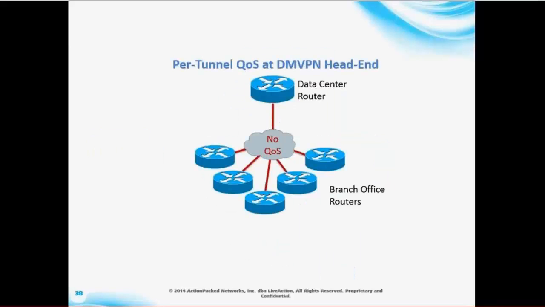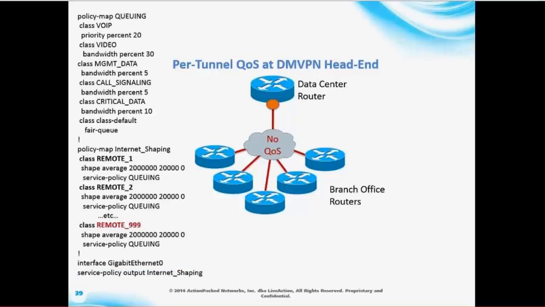So that brings us to our next topic that we're going to want to discuss, and that is per-tunnel QoS. And we do this at the DMVPN head-end device. And what this looks like is this: remember on our data center device with a traditional QoS configuration, we're going to have a multi-class hierarchical QoS policy where each remote site is going to have its own class and will shape and queue as appropriate within that remote site's class.